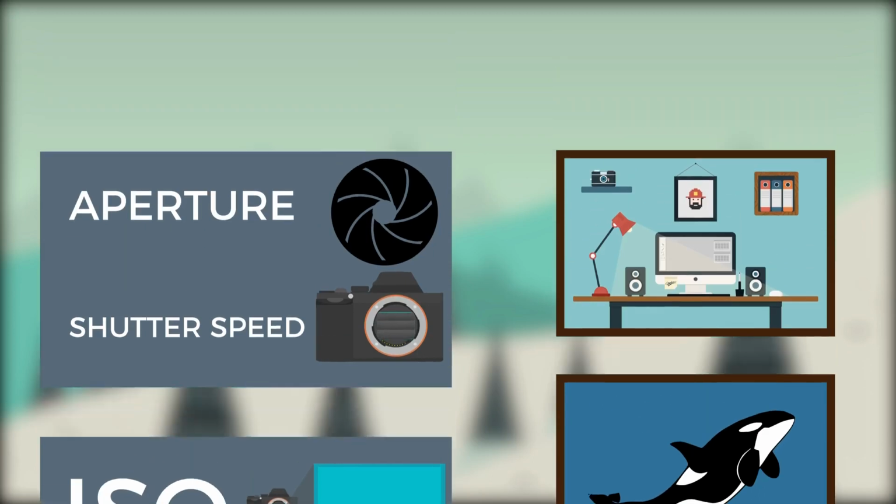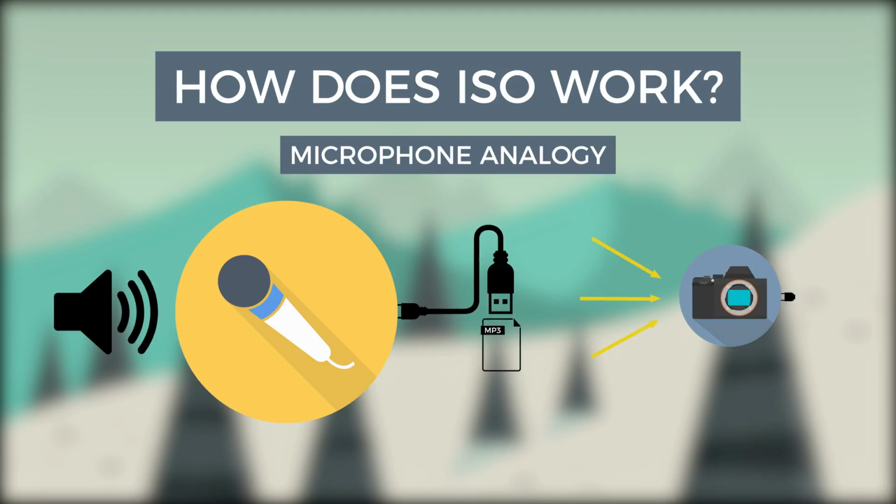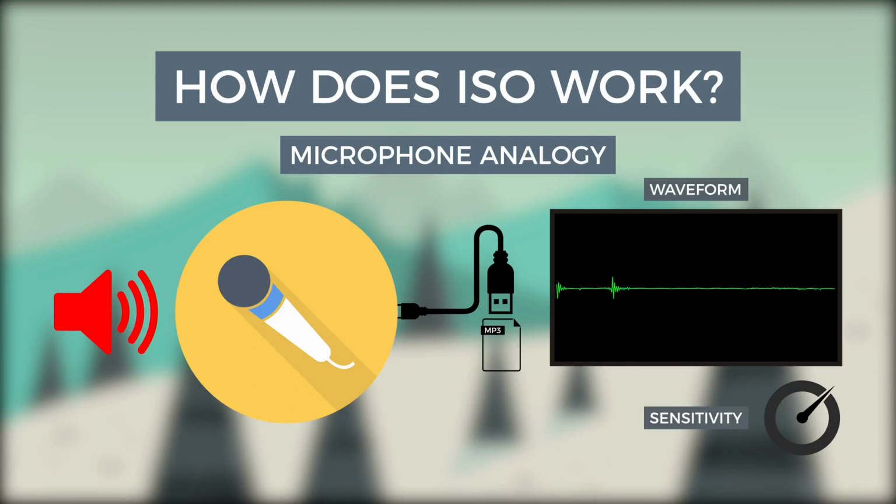Let's compare a camera to a microphone. Microphones gather sound waves from a source, just like cameras gather light rays from the environment, and each turn them into electrical signals, which are outputted as either a sound file for a microphone or an image for a camera. Now, what happens if you're trying to record something very faint, like a whisper? You increase the sensitivity of the microphone.